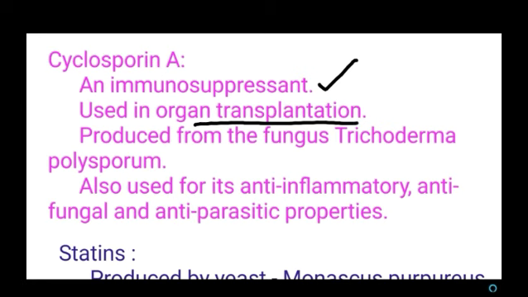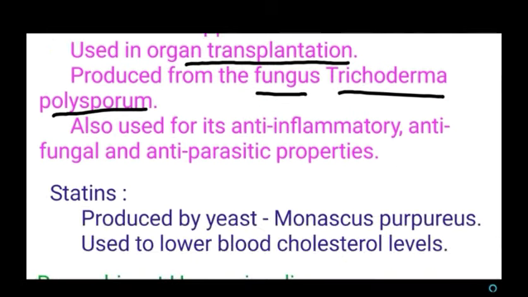At the time of organ transplantation, they will place the healthy organ of some other person. In order for the patient to accept that organ, the patient should be given the immunosuppressant drug. And this cyclosporin is produced by the fungus Trichoderma polysporum. It also possesses anti-inflammatory, antifungal and antiparasitic properties. So it can be used as an anti-inflammatory drug, antifungal drug, and also antiparasitic drug.